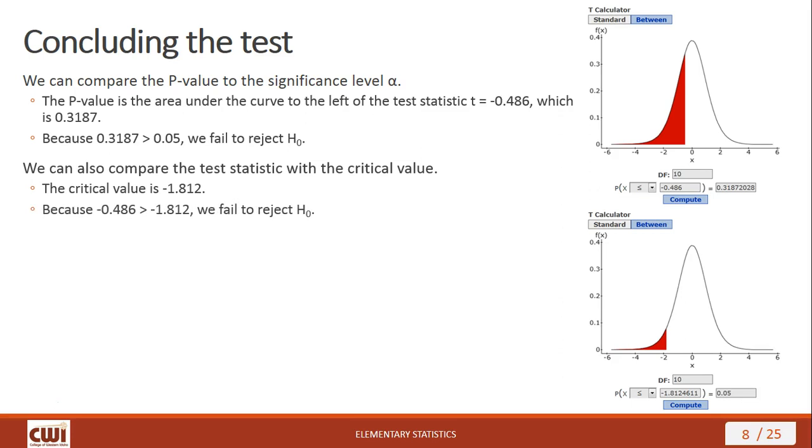Because our test statistic is greater, the test statistic is, so that's negative 0.4, is that right? Yeah, negative 0.4. I was getting confused looking at the negative 0.4, but it's negative 0.4. So negative 0.4 is outside our rejection region. Therefore, we fail to reject H0.